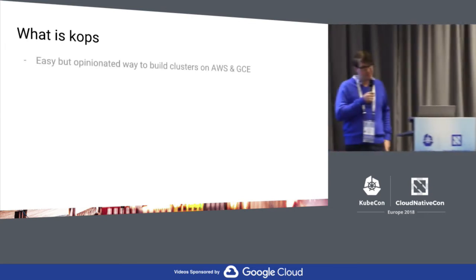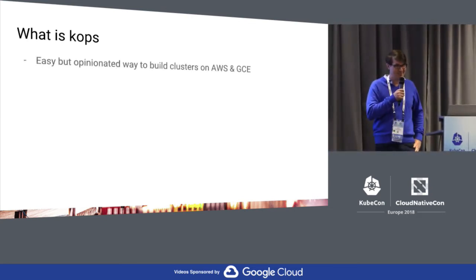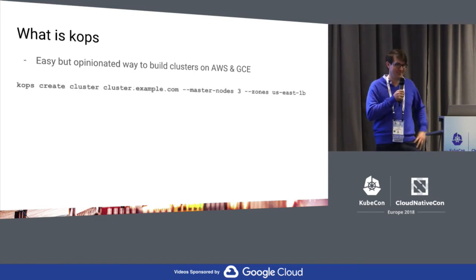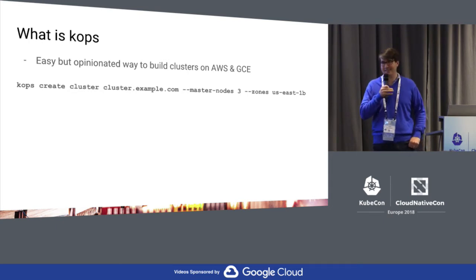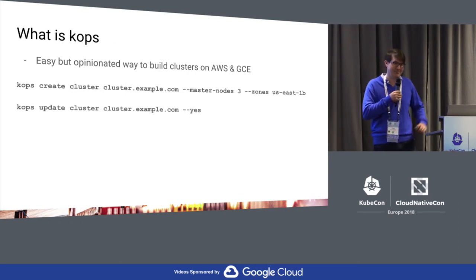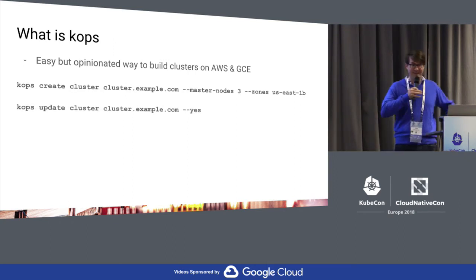So yeah, a quick overview of what kops does. It's an easy for the user, but very, very opinionated way of building clusters on AWS and GCE and other ones in future. So the user experience: kops create cluster, the DNS name of my cluster. Here we're doing one with 3 masters, and we want to run all 3 masters in one zone. In AWS, it looks like not necessarily the best idea to put all in one zone, but I ran out of space on the slide, so all in one zone.